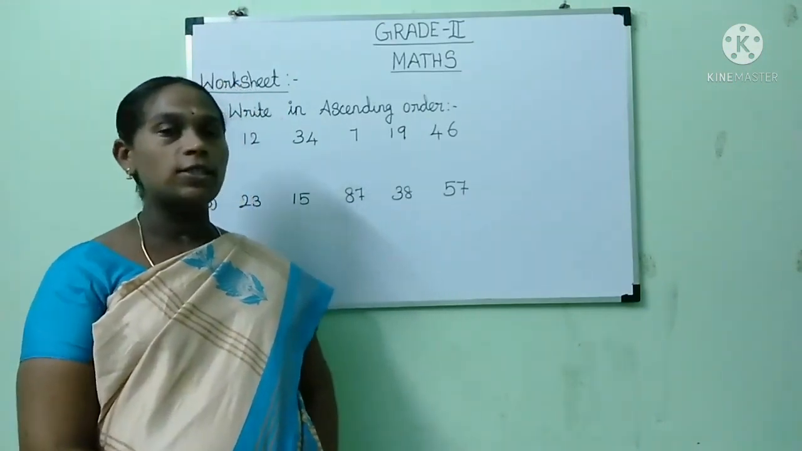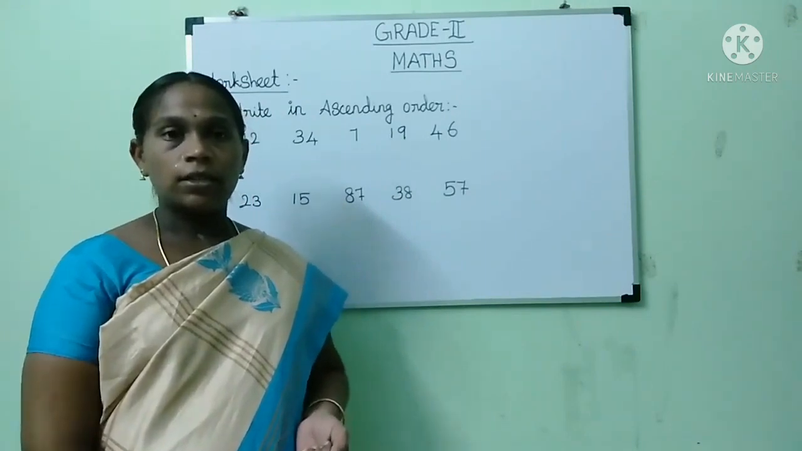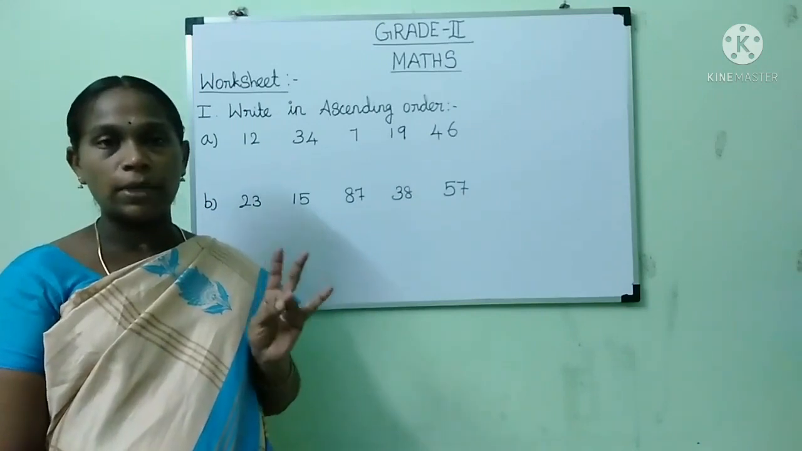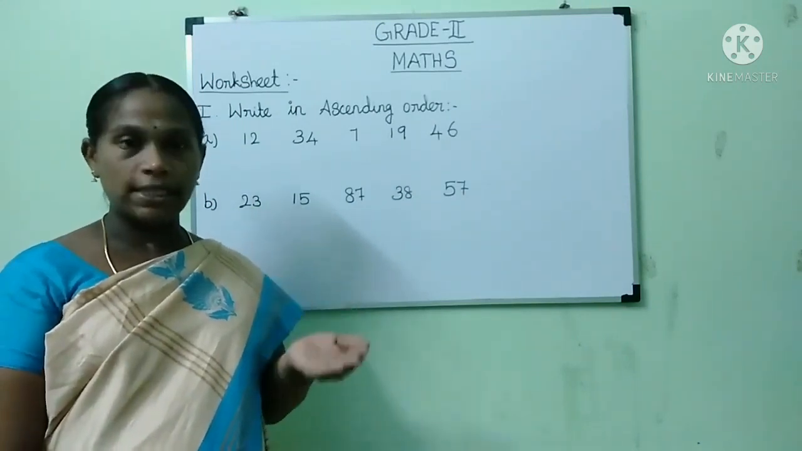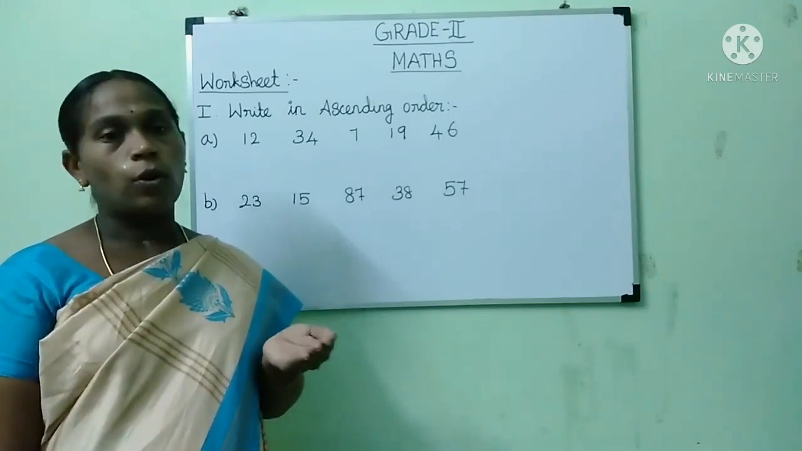Listen children, this is your maths class. What have we learnt in the previous class? Yes, chapter 1, let us revise. That is number names, ascending order and descending order, addition, sums. We have learnt, no? Okay.